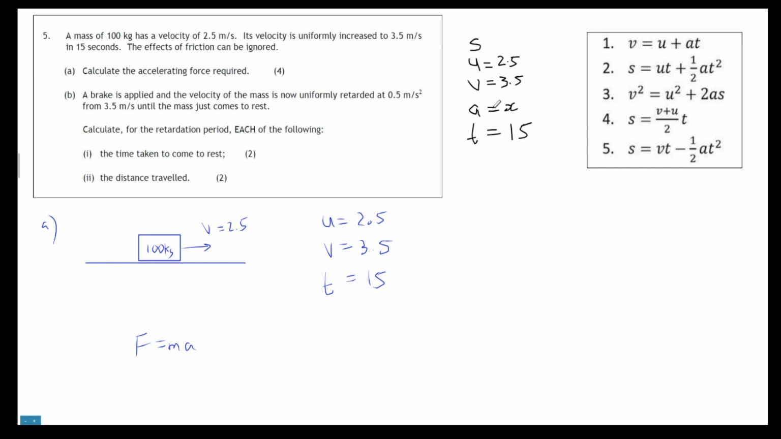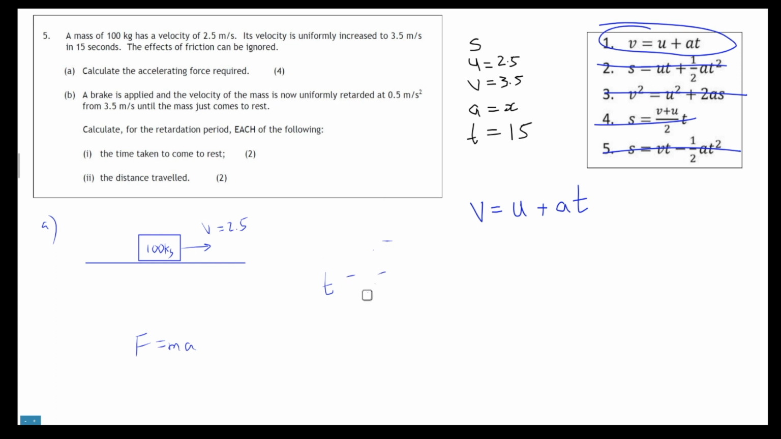So how this works is we're looking for a, we don't have any s. So anything that involves s, I'm just going to cross out. So this one doesn't have an s, this one has an s, this one has an s, this one has an s, this one doesn't have an s. So I'm going to use this. I'm going to use velocity final is equal to initial plus acceleration times time. Great. Guess I can delete this now. Don't need that anymore. We're going to calculate this. We got to plug in the values. We got 3.5.